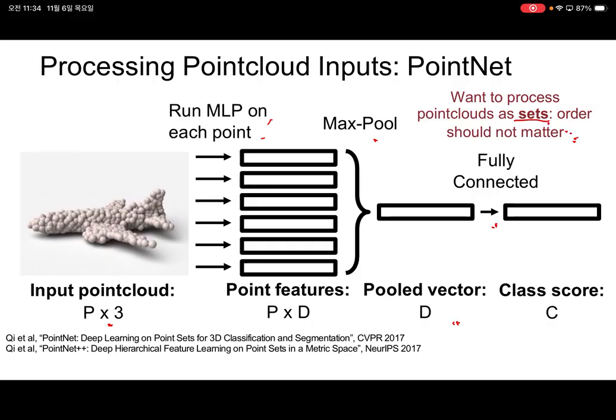Order should not matter. So neural networks for point cloud processing are designed not to consider the order of points. As I said, we run an MLP on each point, and the MLP is shared for all points, and then we have max pooling, so that we aggregate points or point features into a single pooled vector here. So we no longer have P here. We just aggregate point features into a single pooled vector and then do something.